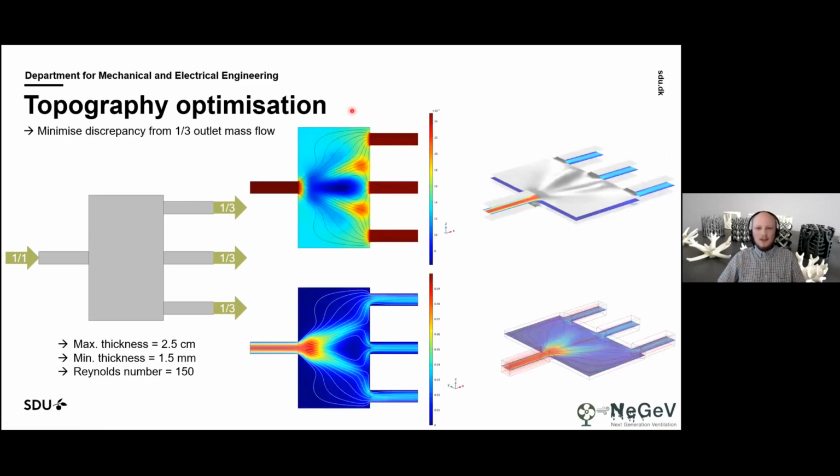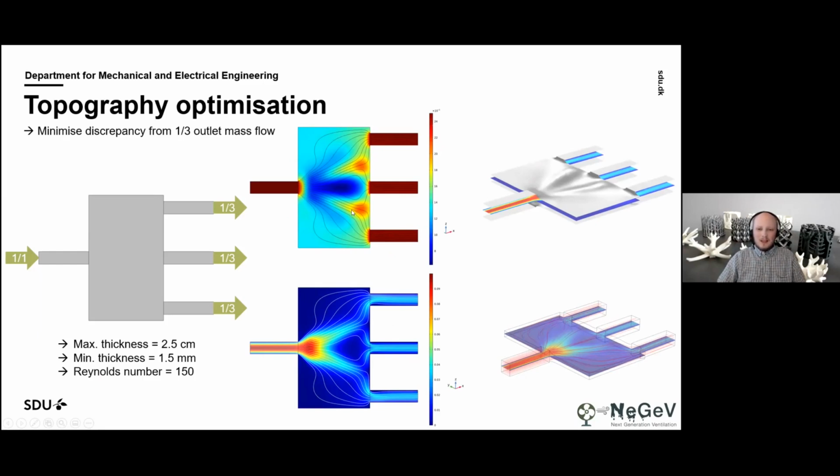So here we see the topography field, so the height of the fluid layer. Here we see a 3D representation where we can see the smoothly varying topography. Here we see the fluid flow field for the plane model and for the full 3D model. And these are basically the same. The distribution is 1/3 to each outlet in both models.